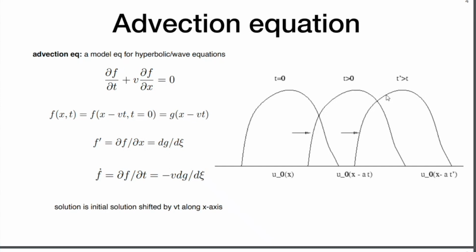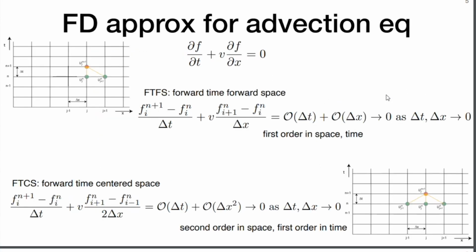So this is t equal to 0. This is some later time, much later time. Same thing as before. Okay, so we looked at this equation, looked at characteristics and so on. But now we are just doing finite difference. We're really not thinking so much about connecting with the physical content of the equation.